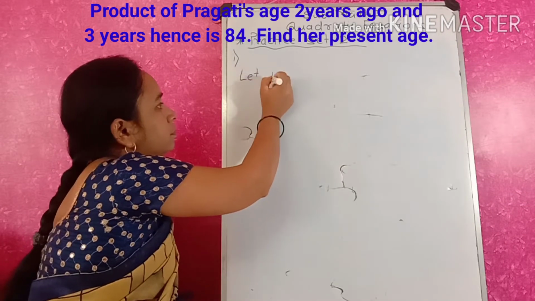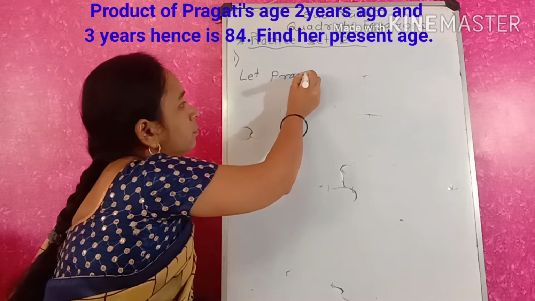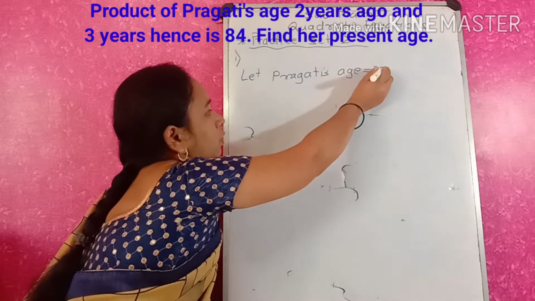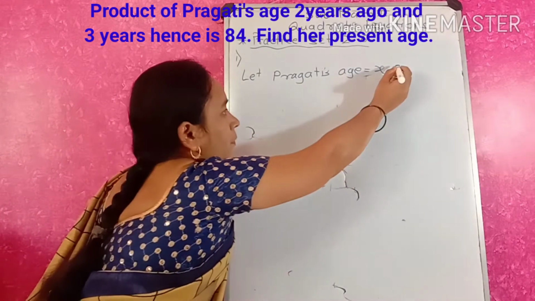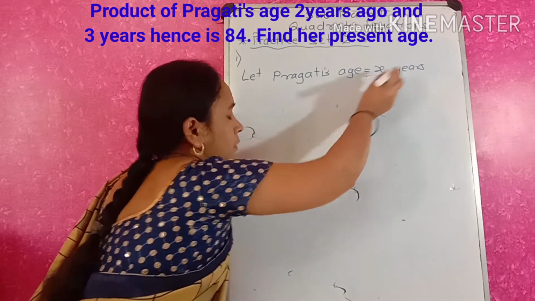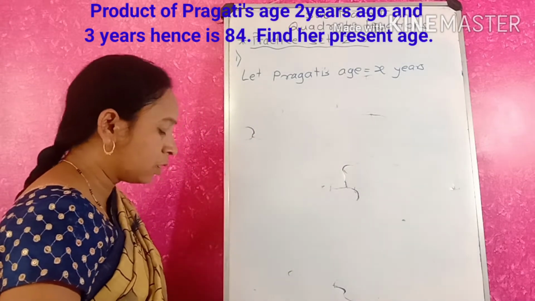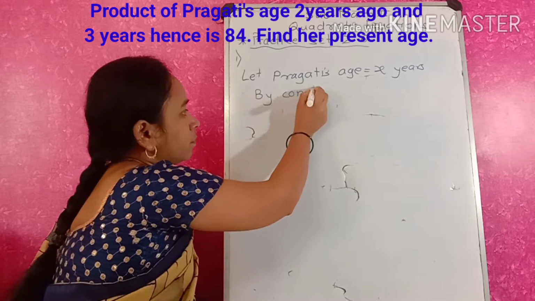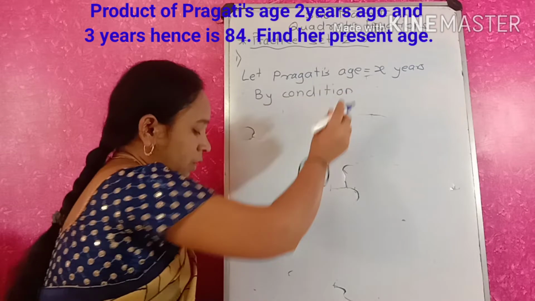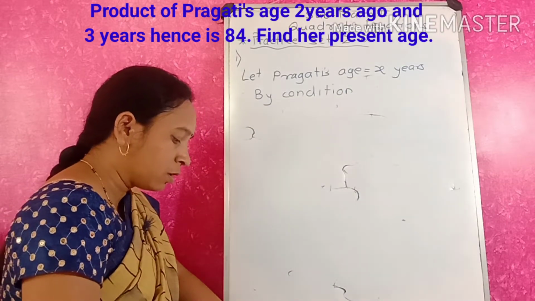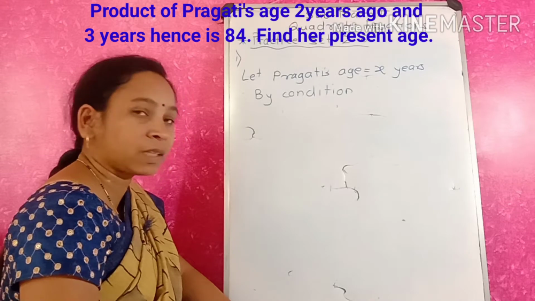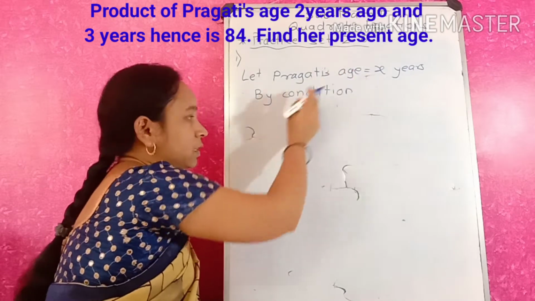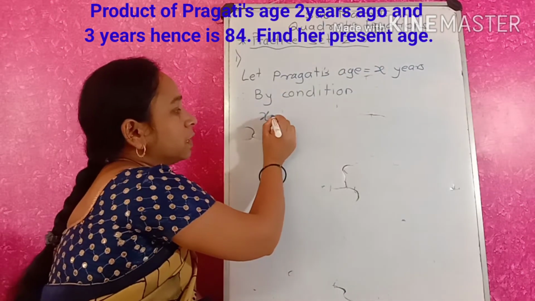Let age is equal to x years. Now what have I given as the condition? So here by condition, read the condition carefully. What is the condition? Pragati's age 2 years ago. 2 years ago means before 2 years. So today what is the age? Age is x years. So 2 years ago, that is x minus 2.